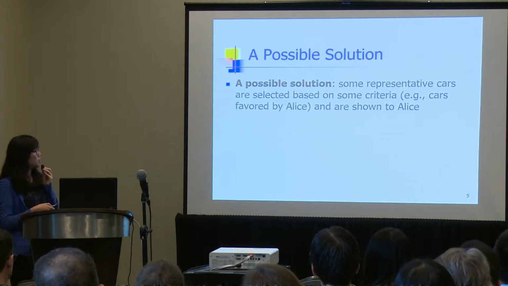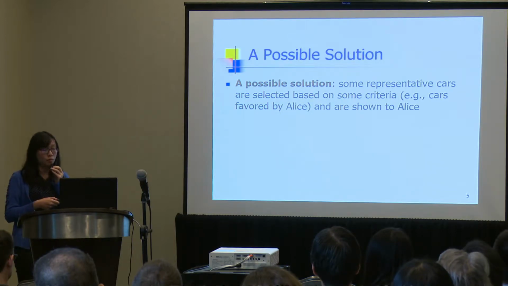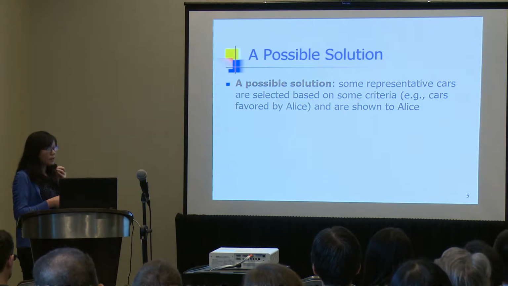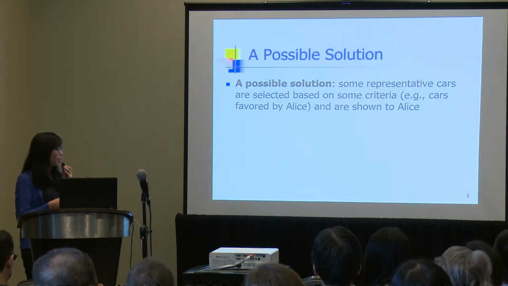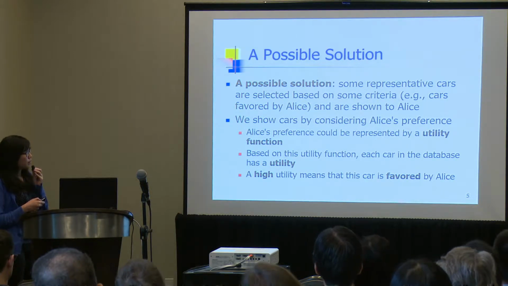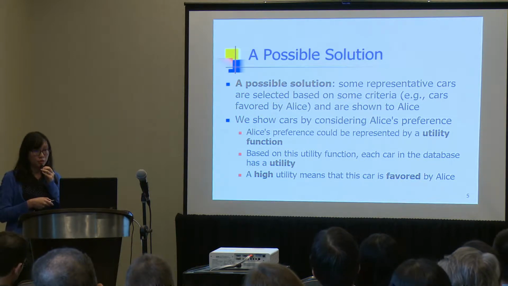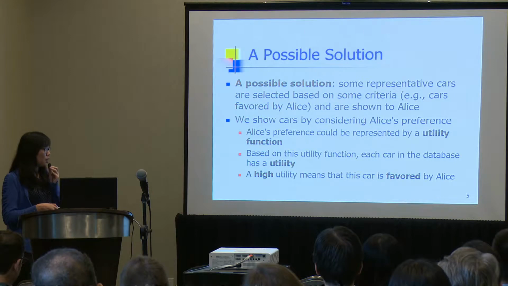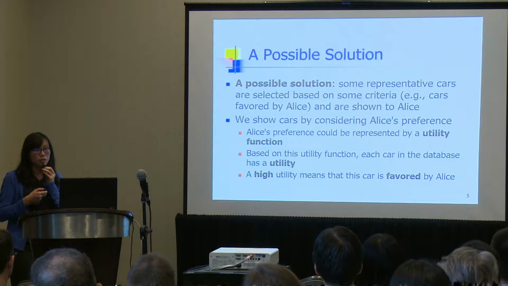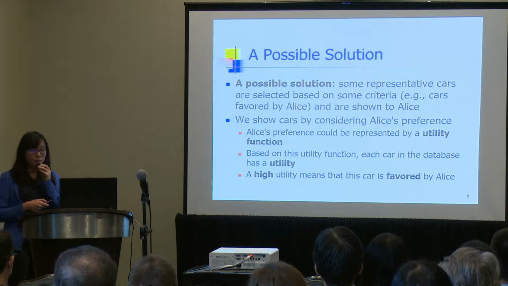So a possible solution is that some representative cars are selected based on certain criteria. For example, the cars favored by Alice the most are chosen and shown to Alice. Formally, we show cars by considering Alice's preference. Assume that Alice's preference can be represented by a utility function. Based on this utility function, each car in the database is associated with a utility, which is a kind of score. A high utility means that this car is favored by Alice.